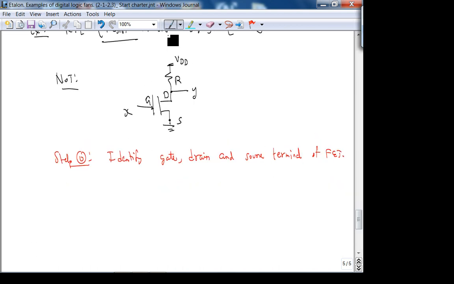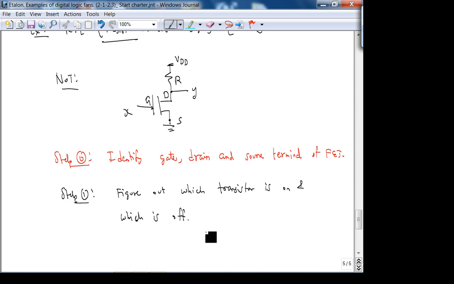Okay, I guess step one is to figure out which transistor is on and which is off. MOSFETs are usually abbreviated in a schematic with an M and a 1. BJTs usually go with Q. So you've got to figure out which transistor is on and which is off, for appropriate input values. This is so obvious, I don't have to write it, but I'll write it.